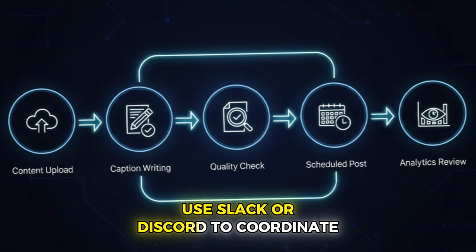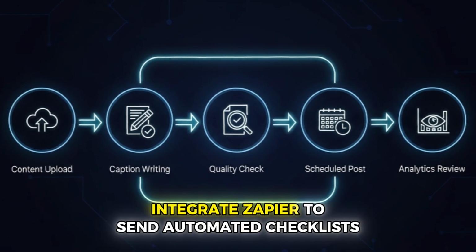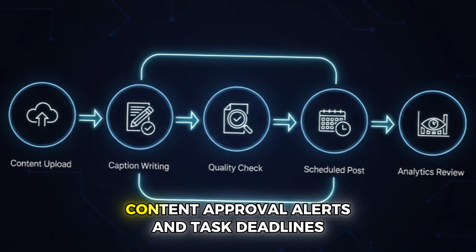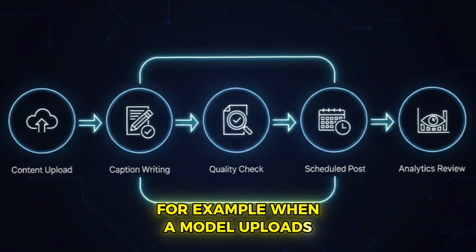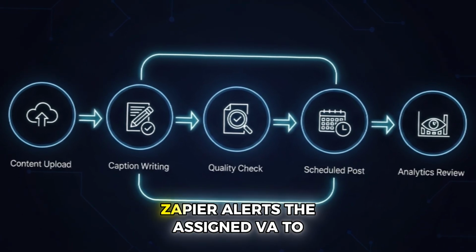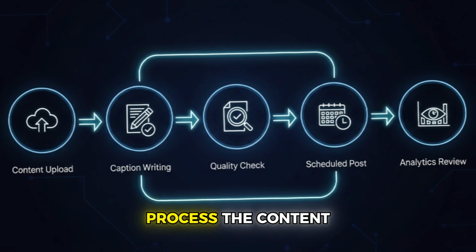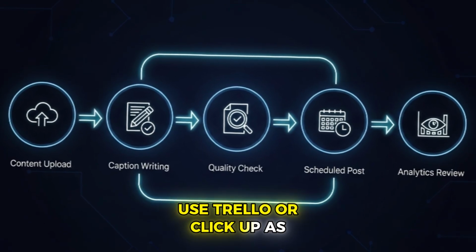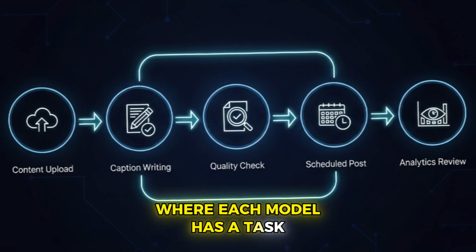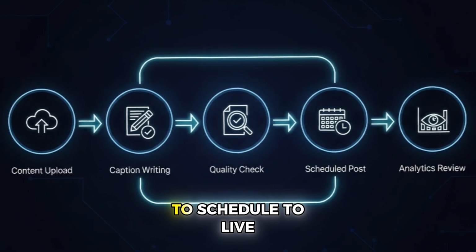Use Slack or Discord to coordinate your team. Integrate Zapier to send automated checklists, content approval alerts, and task deadlines. For example, when a model uploads new content to a Drive folder, Zapier alerts the assigned VA to process the content, generate captions, and queue the post. Use Trello or ClickUp as a task board where each model has a task card for the week that moves from the schedule to live.